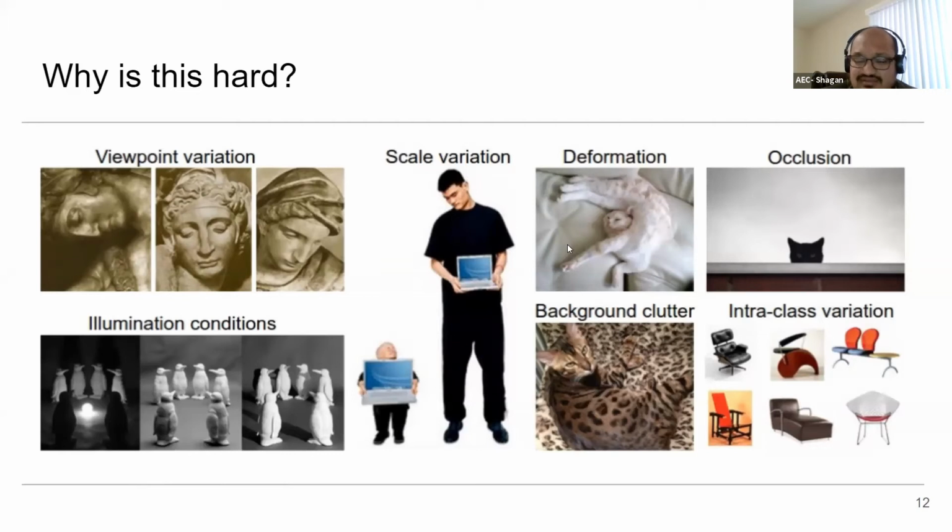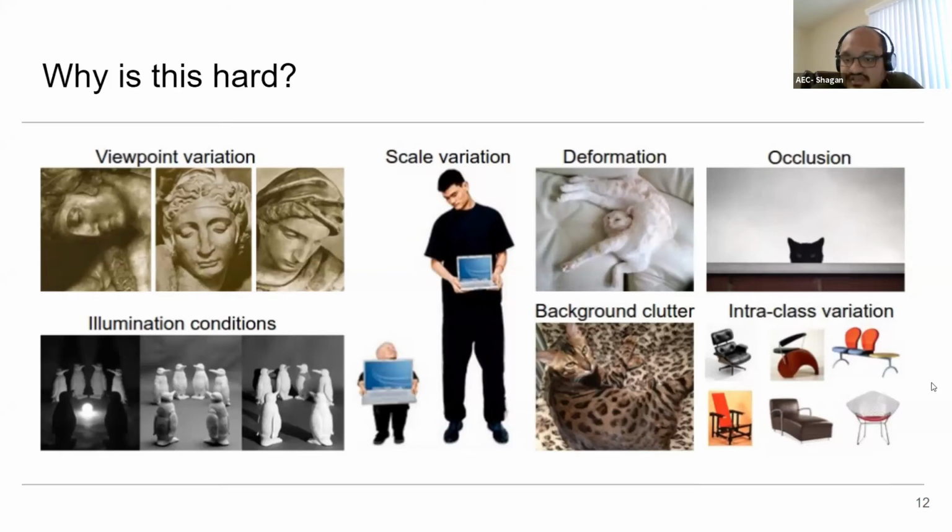Deformation. The cat is not necessarily standing or sitting. It can be in so many other forms. It can be mixed with the background, so it's hard to distinguish a unique object from the background. Occlusion. You can only see parts of the object. And then lastly, interclass variations. You can have thousands and thousands of cat categories.